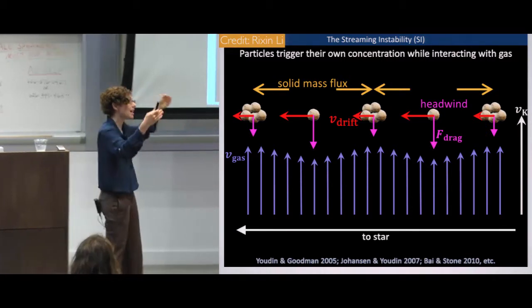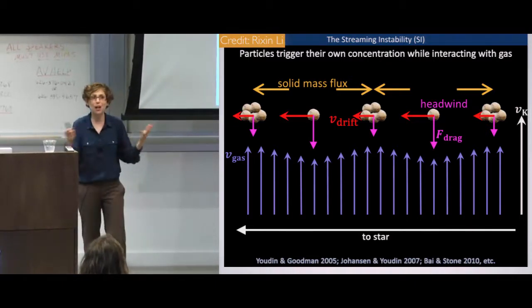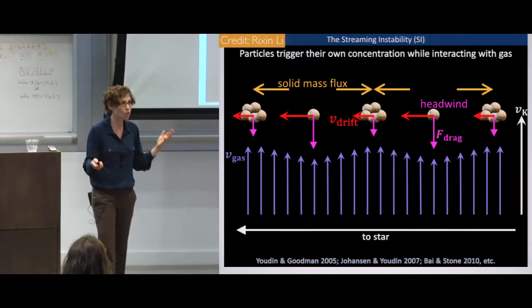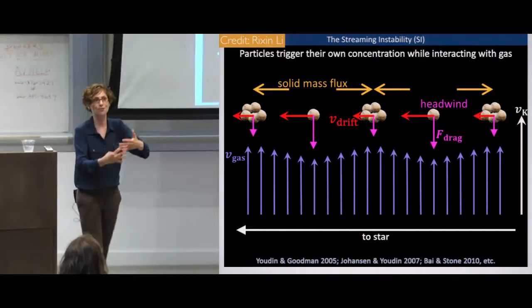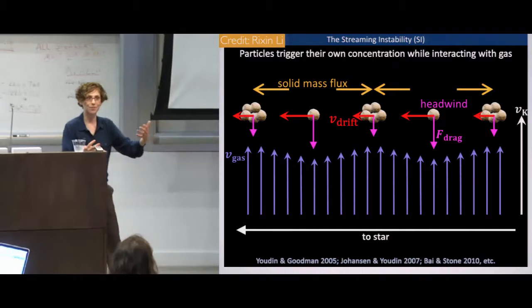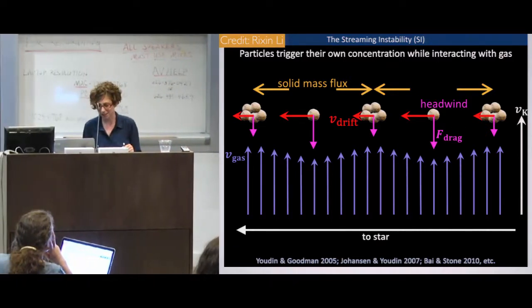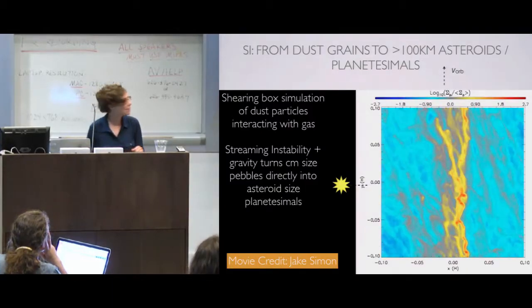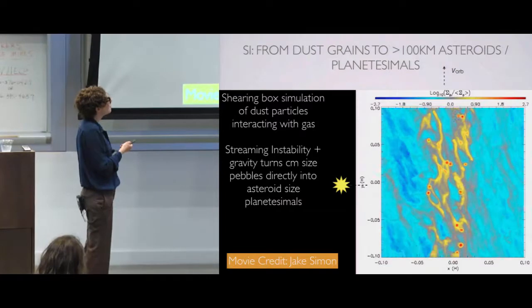And so the particles tend to naturally clump together. You don't need some underlying magical turbulent motion. All you need is to put particles in a gas and have Newton's laws work. And you will naturally get streaming instabilities out of a protoplanetary disk. So what happens if you put this in a hydrodynamic simulation is rapid clumping of particles.